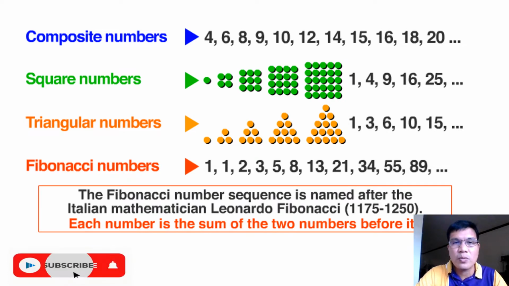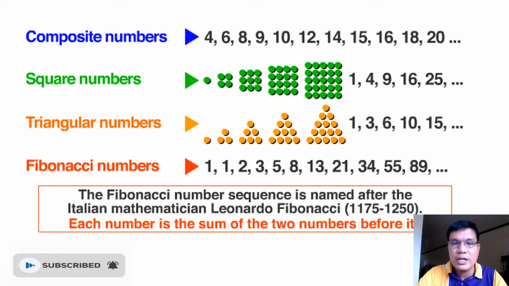We also have square numbers, na kapag nag-drawing tayo ng isang dot followed by adding 3 dots to make 4 dots or a square. So 1, 4, 9, 16, and 25. We have also triangular numbers. And we have the Fibonacci numbers.